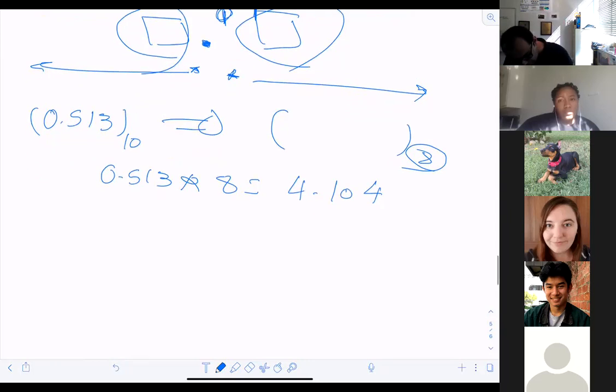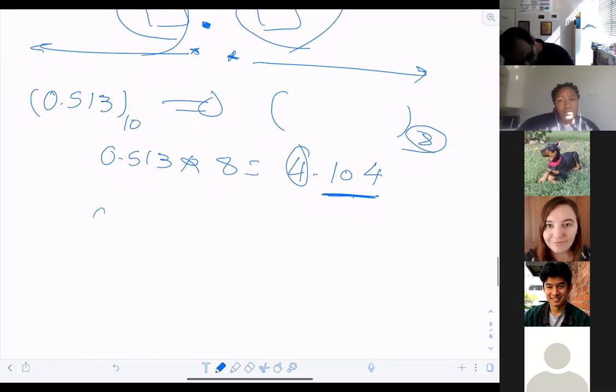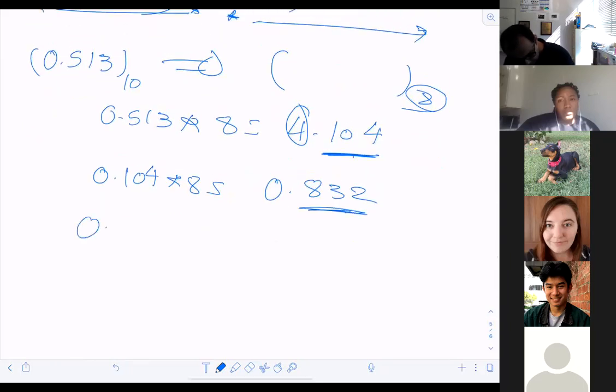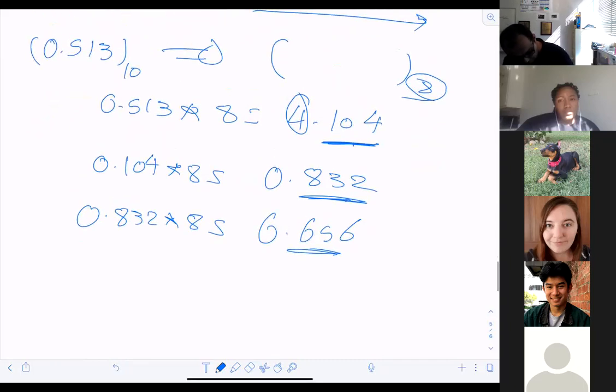What will be the next step? The next step will be taking the fraction and multiplying it again with 8. That will be our golden egg, we are looking for mining it. So this is basically going to be 0.104 times 8. So the value will be 0.832. Then I take this and say 0.832 times 8, so it's going to be 6.656. Then I take 0.656, and you will continue.